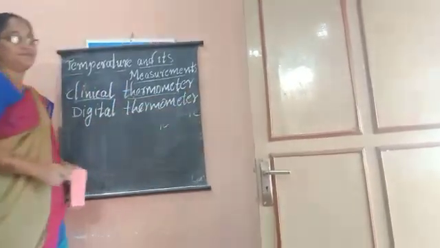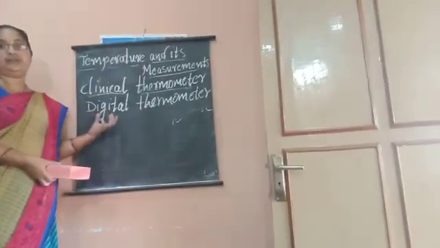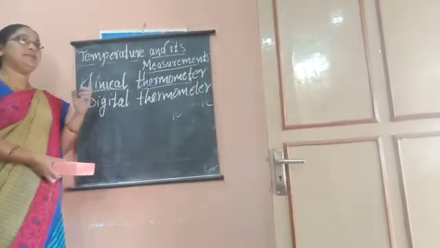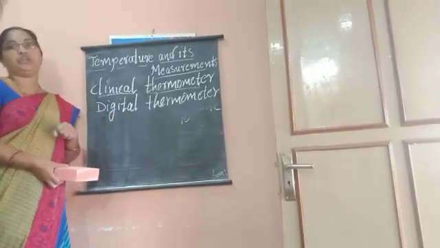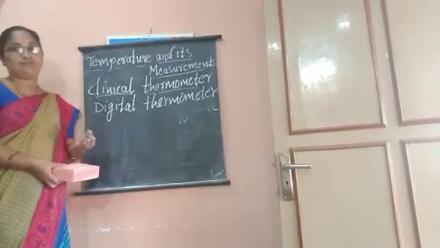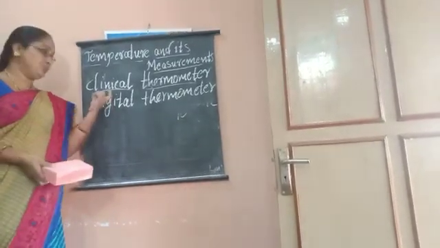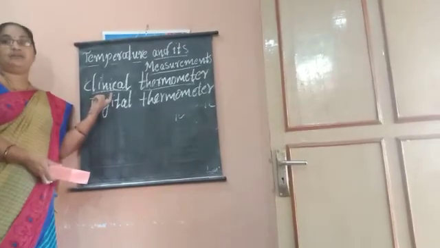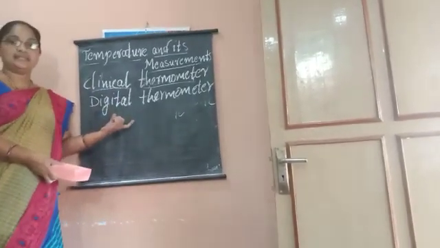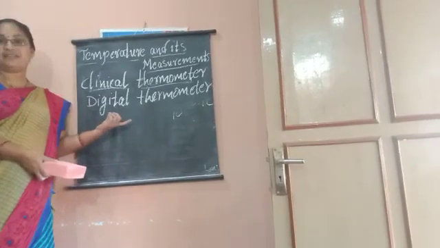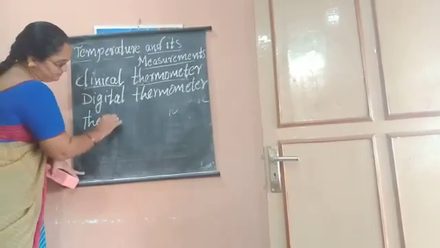Digital thermometer, as you all know, is not having the mercury. Clinical thermometer, if it breaks, mercury may come out. Mercury is having the toxic nature, and it is causing pollution. It is difficult to dispose of. So to prevent the mercury, nowadays they are using the digital thermometer, which is not having the mercury. Next, thermistor thermometer.